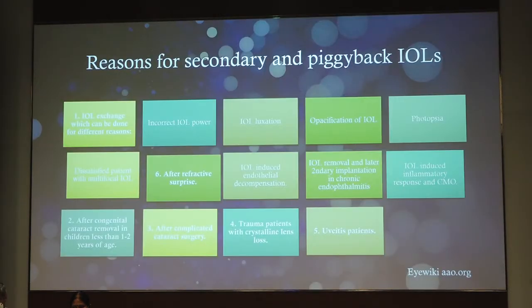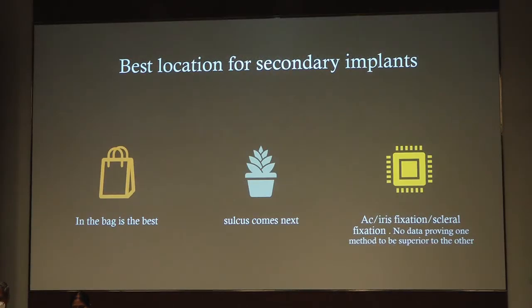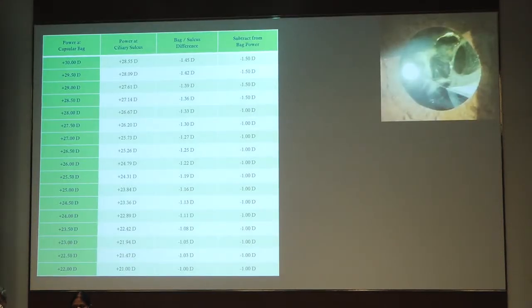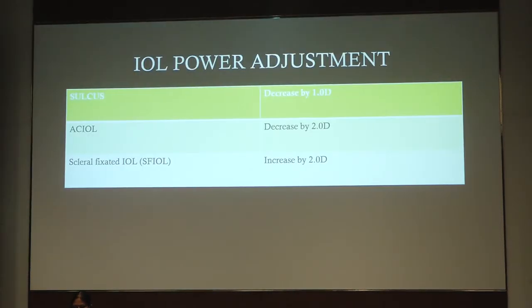Coming to secondary IOLs, they have a host of indications, like IOL exchange, which can be required for a wrong IOL power, for a subluxated IOL, for an opacified IOL, and for other situations. Of course we know that implantation of the IOL in the bag is the best, and the next is sulcus implantation. For in the bag and scleral fixated, we can use the usual calculators. For sulcus implants and iris fixators, calculate for the bag and adjust the power accordingly, as given on the Warren Hill site. These are a few nomograms that you can use.